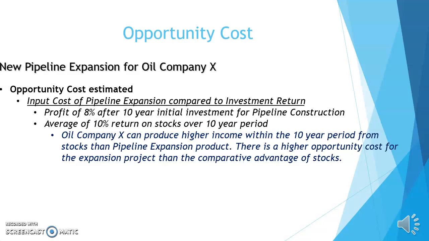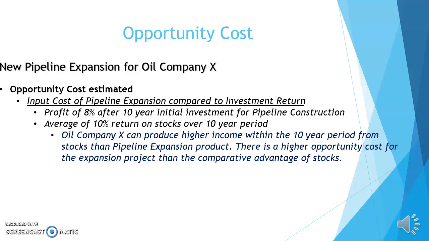We also have a return on stocks. In that same 10-year period, we will average a 10% return on our stocks. So, oil company X can produce higher income within a 10-year period from stocks than from the pipeline expansion project. There is a higher opportunity cost for the expansion project than the comparative advantage of stocks.